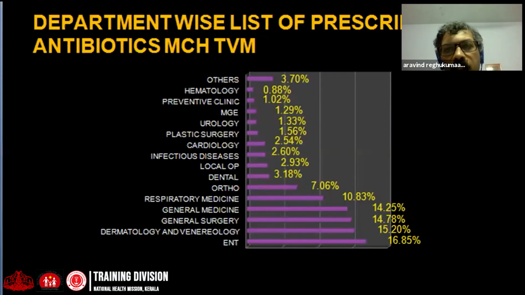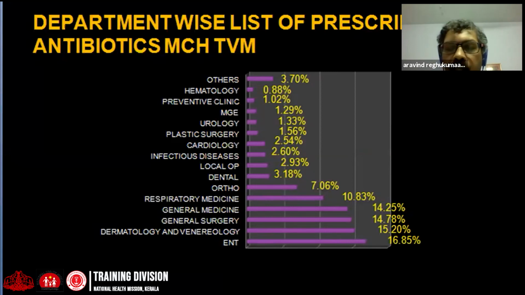So this, I did show this graph on day 1, but since we are dealing with OPD antimicrobial prescription, I will take you through this graph once again. This study was done looking at around 12,000 prescriptions from the OPD of Trivandrum Medical College. You can see that the prescriptions were maximum from ENT, dermatology, general surgery, and general medicine.